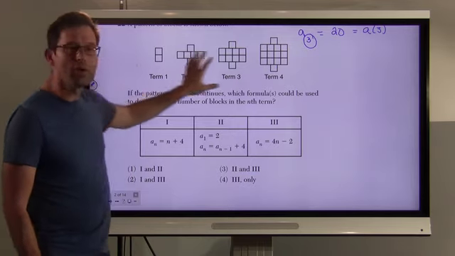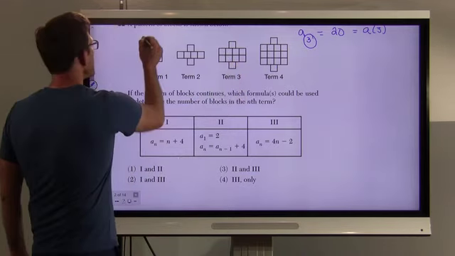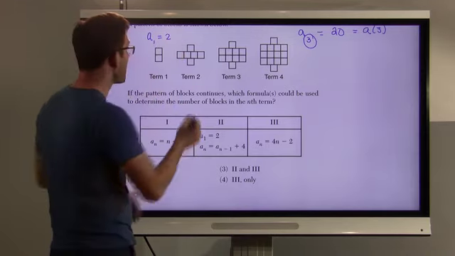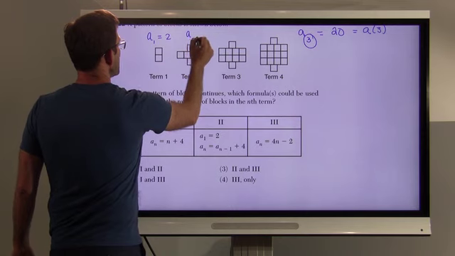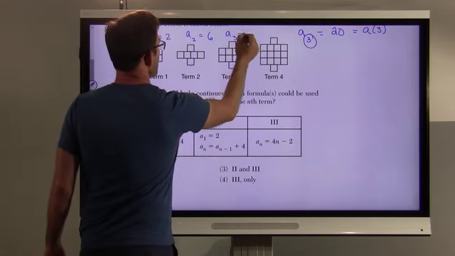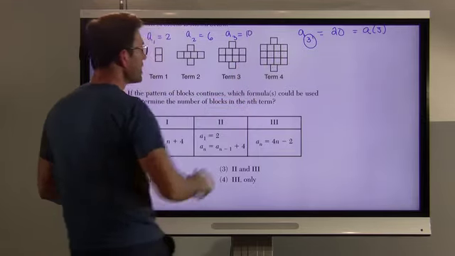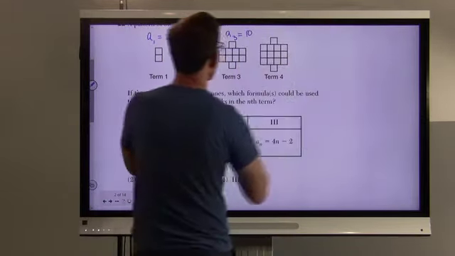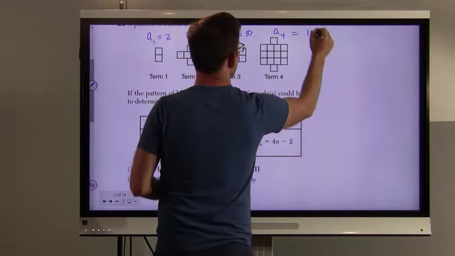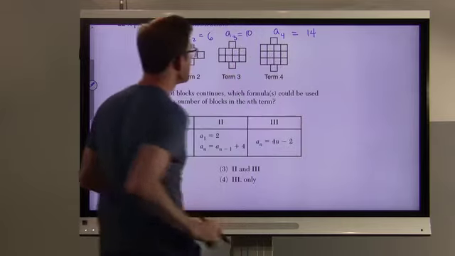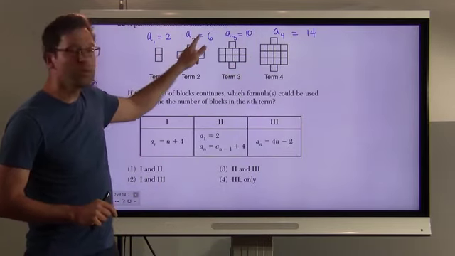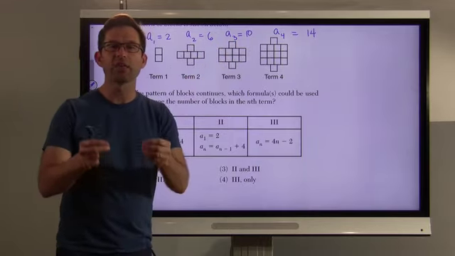So the first thing I want to do in a situation like this is really lay out what the pattern is. So A1 was 2, right? You can count. A2 was equal to 6. A3 is equal to 10. And A4 is equal to 14, right? Yep, that's it. And of course, one thing that we might notice right away is that to go from one term to the next term, we keep adding 4.